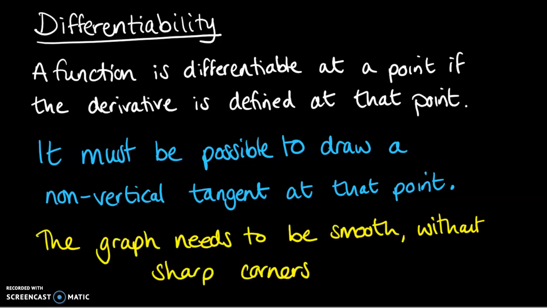That won't be possible to do if your graph has any sharp turns in it, making corners. You won't be able to draw that tangent that you're looking for, so you wouldn't be able to differentiate it and it wouldn't be differentiable at that point.